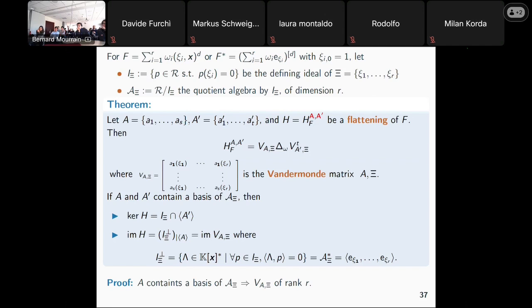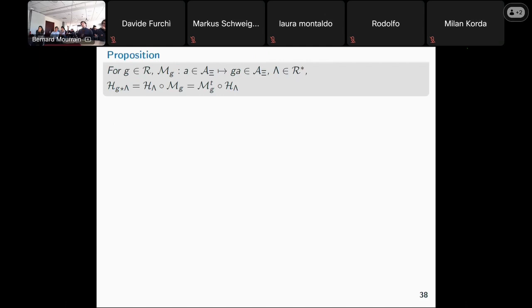But no, I'm not saying that. I'm saying that if we have a basis here, this matrix will be of rank R. I'm not saying if the rank is R, there is a basis. I didn't answer, I try to explain.